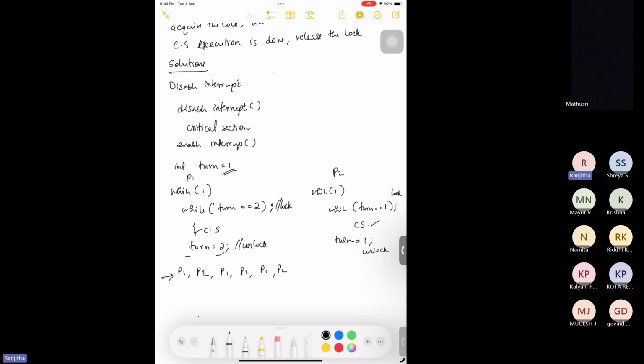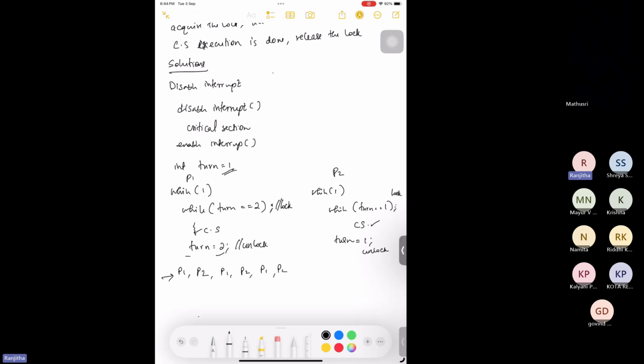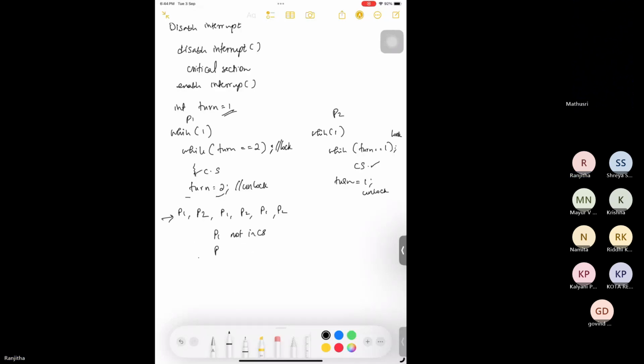What does the progress criteria say? When nobody is in the critical section and one process is requesting, it should be able to enter. Here P1 is not in the critical section and P2 is requesting, but since the turn value is 1, P2 is waiting even though P1 is not in the critical section. Because of this, the progress criteria is not met in this solution.